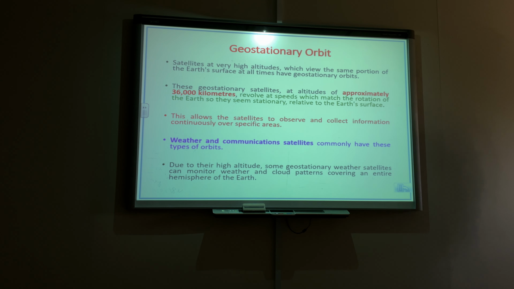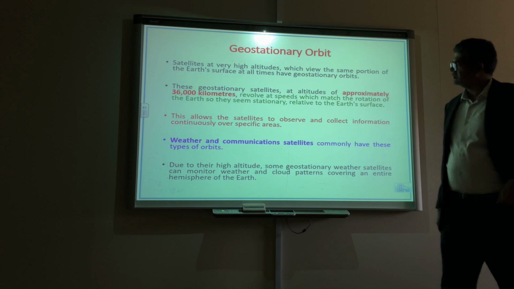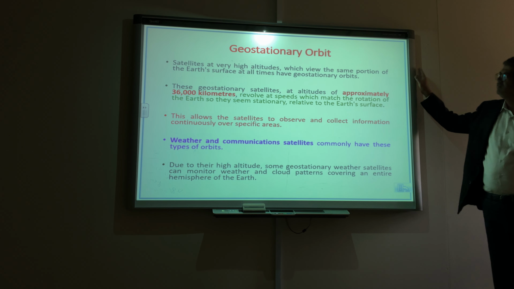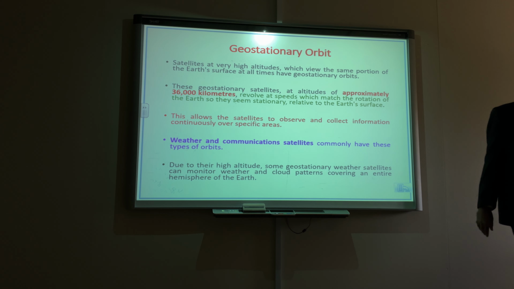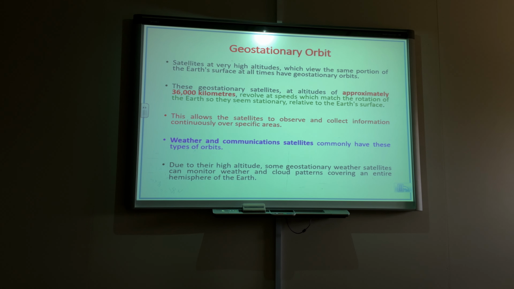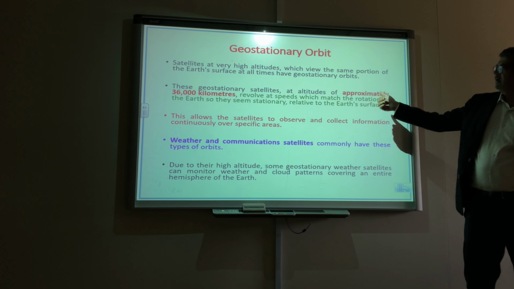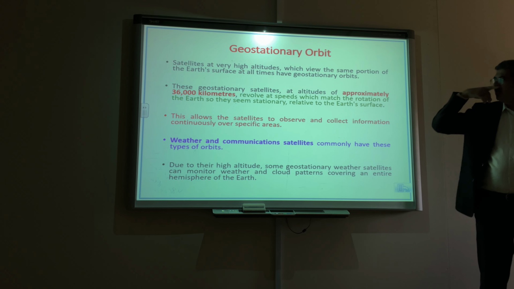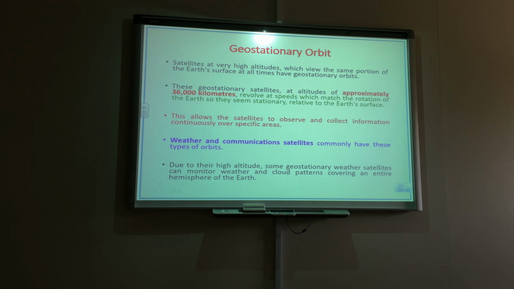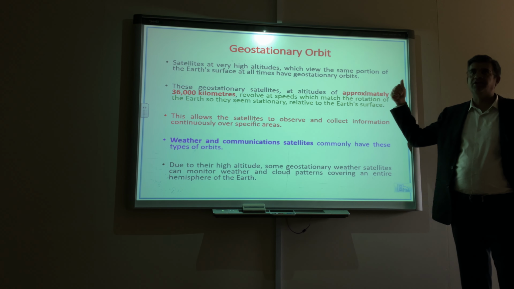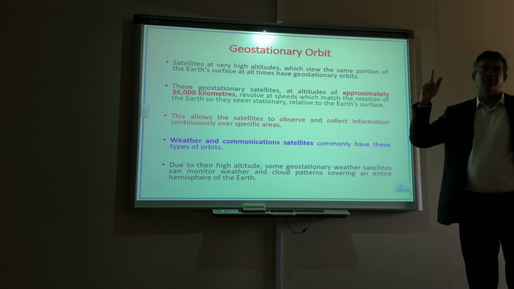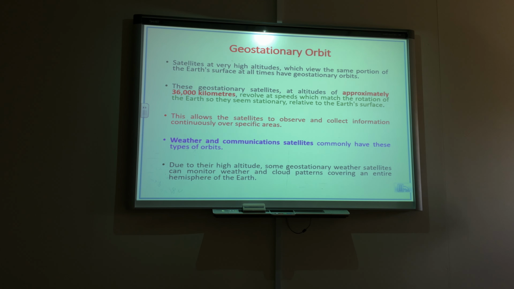Now coming back to the geostationary orbit. Satellites at very high altitude which view the same portion of the Earth's surface at all times have a geostationary orbit, and that means the position of the satellite is fixed with respect to the position on the Earth. These geostationary satellites are at an altitude of approximately 36,000 kilometers from the surface of the Earth, and they revolve at a speed which matches the rotation of the Earth. That is why they appear stationary with respect to the Earth.